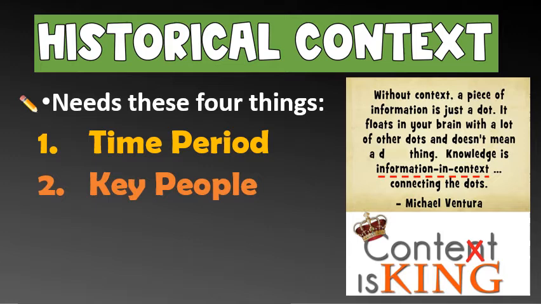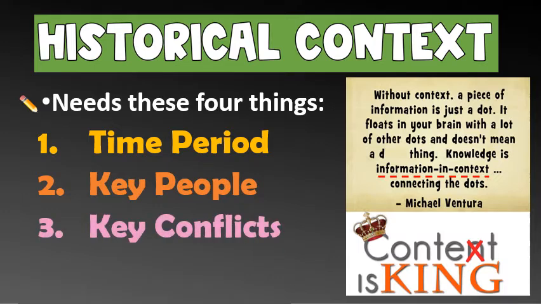The key people. So who are the people or the groups you can think of? It doesn't need to be a singular person or small group of people. It could be large groups of people. It could be political parties. It could be economic groups. It could be workers in management. It could be philosophers. So the key people that are involved during this time.